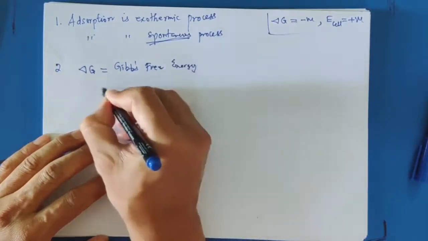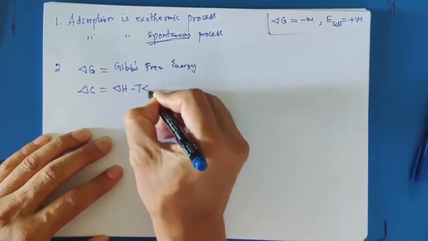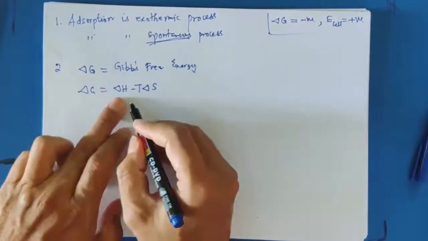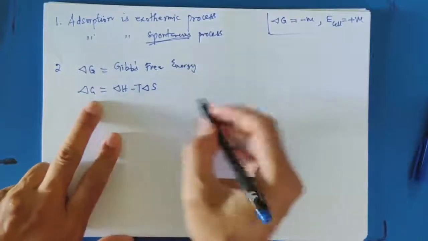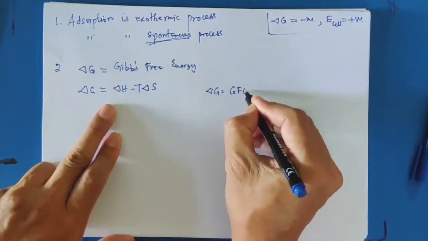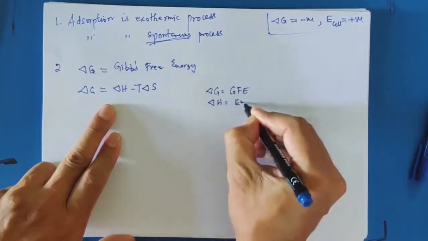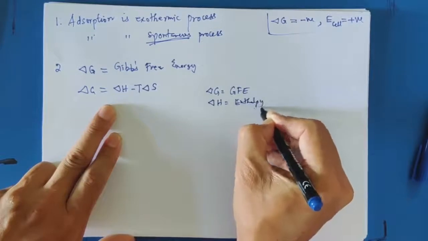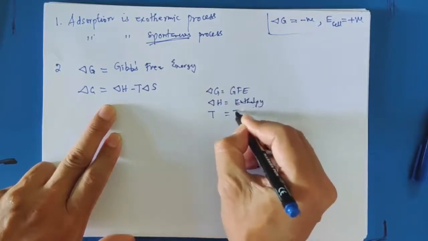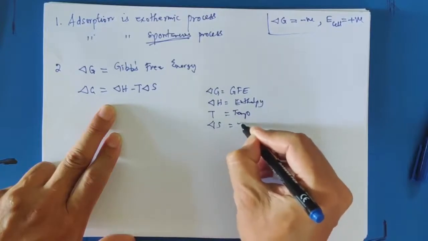The expression is delta G equals delta H minus T delta S. Delta G is Gibbs free energy. Delta H is the change in enthalpy. T is temperature. Delta S is the change in entropy.